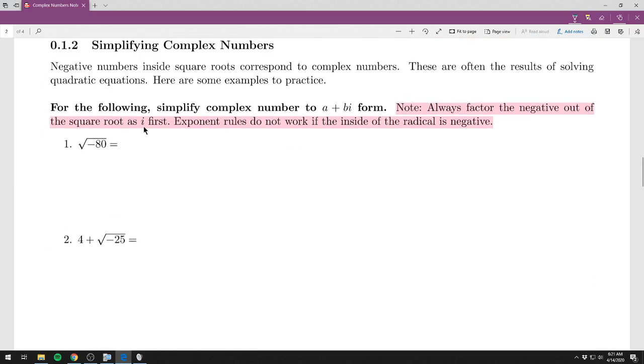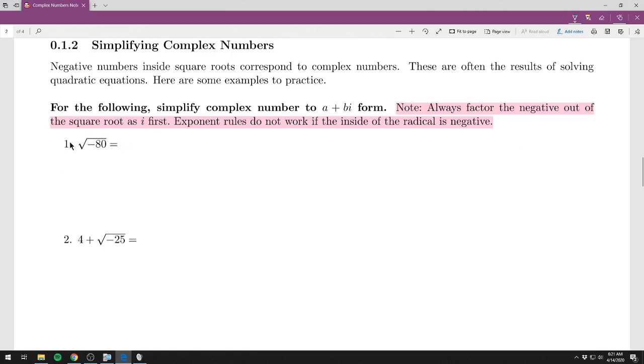A lot of the sections I will just describe how we're going to go through the answers, figure out how to do the answers. So anytime you have pretty much any number, you can simplify it to a plus bi form. The important thing when you simplify to a plus bi form is to understand that when you have a negative inside a square root, you need to bring that out as i first. Exponent rules, where square roots are exponents to the 1/2 power, do not work if the inside is negative. You have to do this first. That's why I have that highlighted.